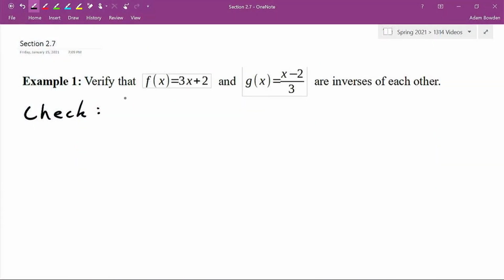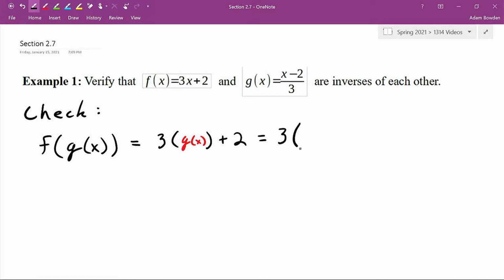So by what it says for two functions to be inverses, if I start out with f of g of x and check what happens, that would look like the function f of x, which is 3x plus 2, but we're going to be putting g of x on the inside. So that would look like 3 times x minus 2 over 3 plus 2. The 3's, we could cross those out, and it would just be x minus 2 plus 2. And the 2 and -2 would also go away, and all that's left over is x.